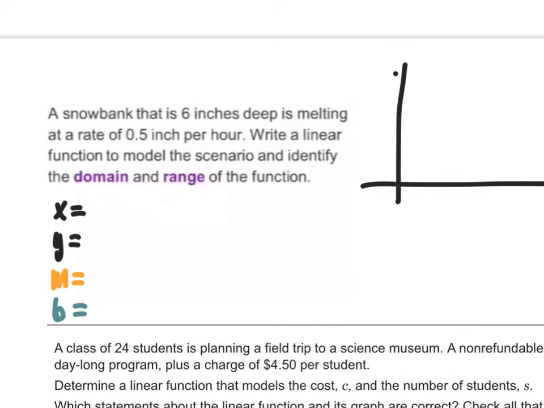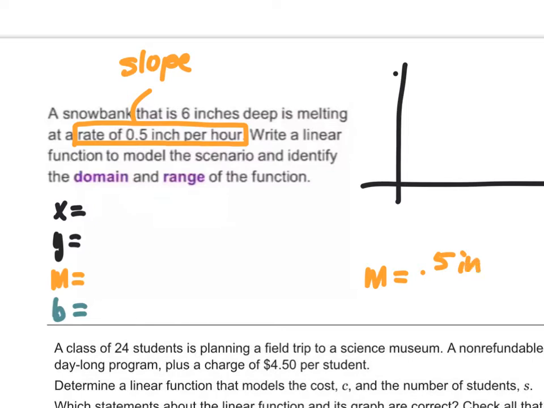So I'm just going to draw a generic graph with an x and y axis, and I'm going to use this number here in the snowbank, which says that it's 6 inches deep, is melting at a rate of 0.5 inches per hour. This value right here, a rate of 0.5 inches per hour, is our slope. And here's the reason why. If I think about my slope m as 0.5 inches per 1 hour, I'm analyzing two different units here.